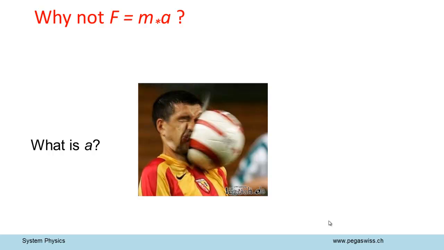It can be argued that a stands for the acceleration of the center of mass. In this example, however, the center of mass is not body fixed but moves through the ball during the impact. Therefore, knowledge of the acceleration of the center of mass contributes little to the understanding of this process.